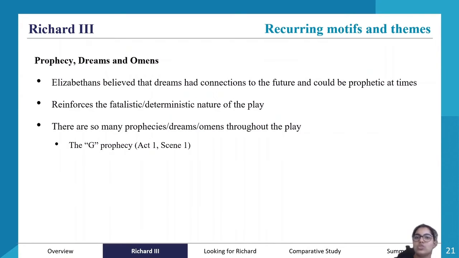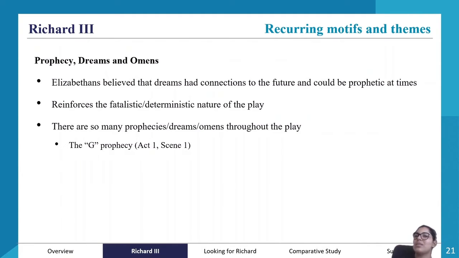They were not known as George. He was known as Clarence. You see it in the play, he's referred to as Clarence. The same way Richard would not be known as Richard. He would be referred to as Gloucester. And ironically, everyone thought it was George, Duke of Clarence, and not Richard, Duke of Gloucester. So that's the G prophecy.